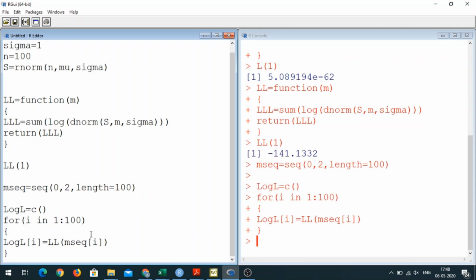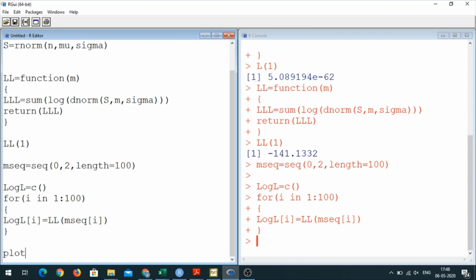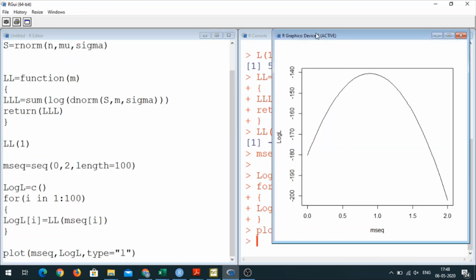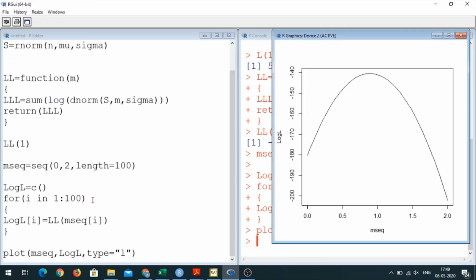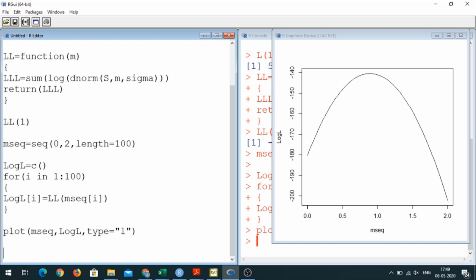Okay, so logL we have computed, and let us try to plot. So let us plot mseq with logL. Let me take type equal to l because it's better to see a curve. Okay, see, this is a convex function, so somewhere near 1 there is a maxima. Exactly getting the maxima in a graph is a bit difficult, so we can go for the command which.max of logL. So this would give me a place, simply max.